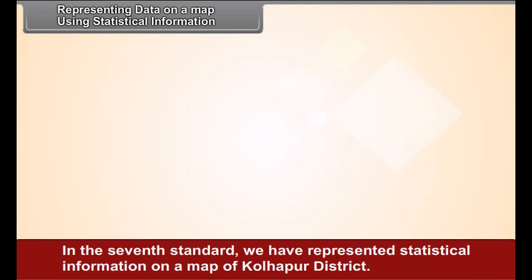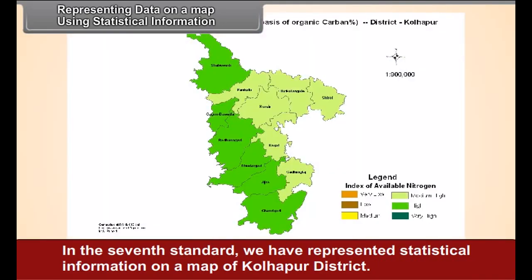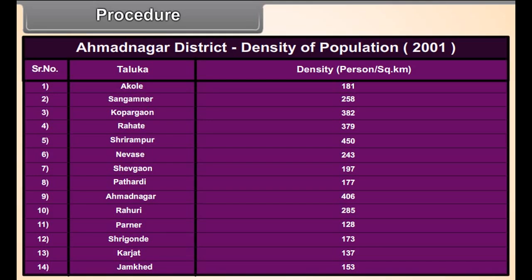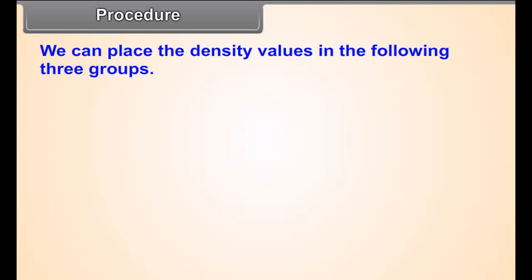Representing data on a map using statistical information. In the 7th standard, we had represented statistical information on a map of Kolhapur district. This year, we shall prepare another map. The taluka-wise density of population, that is, Census 2001 for Ahmednagar is given in the accompanying table. You have to prepare a choropleth map using this data.